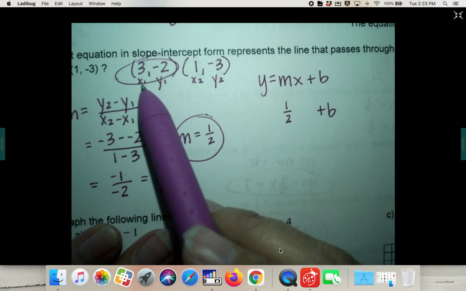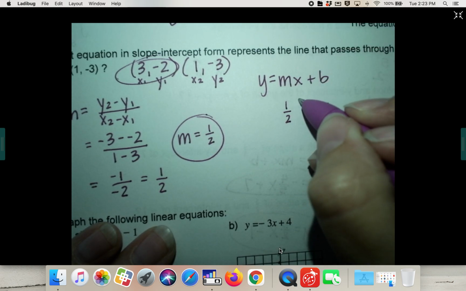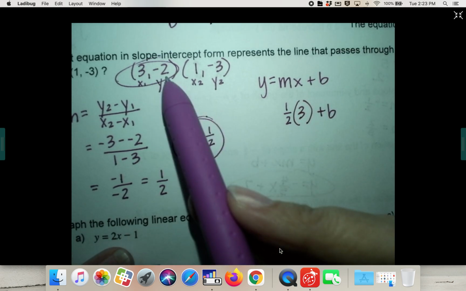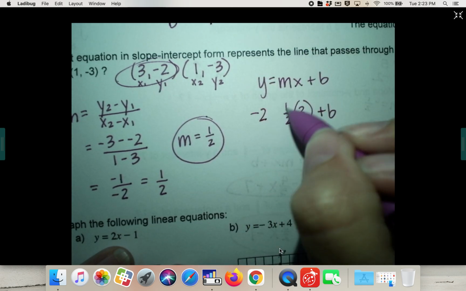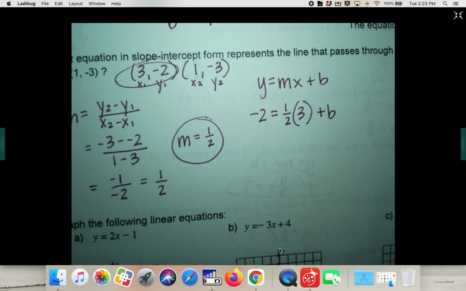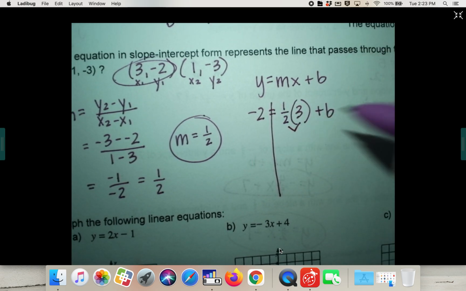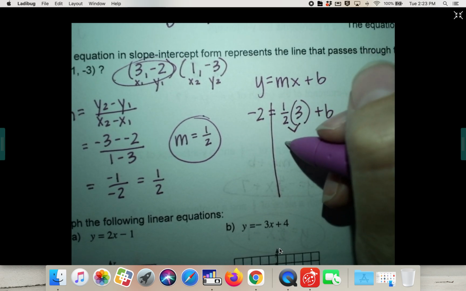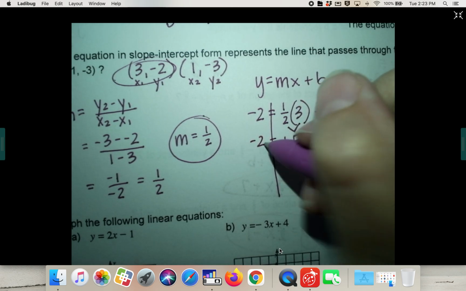It's a habit. So I'm going to plug 3 in for x. So instead of x, I'm going to plug in 3. And instead of y, I'm going to put -2. Instead of y, -2 equals, and I'm just going to solve this equation so that I can figure out what b is. So half times 3 is 1.5.